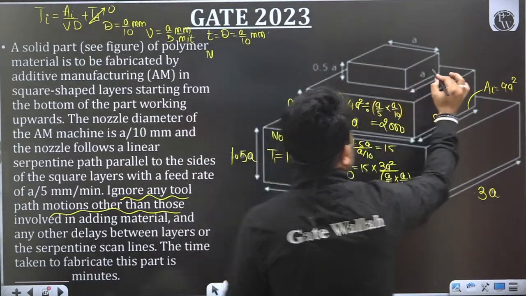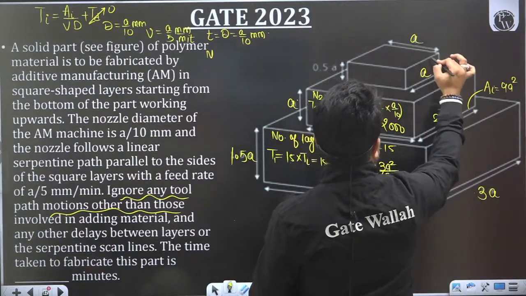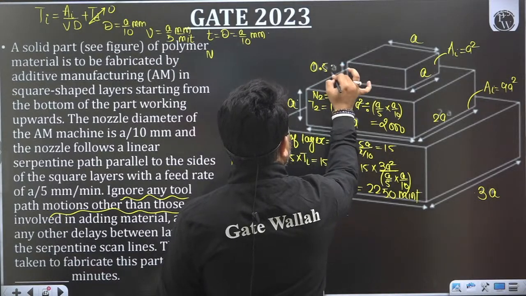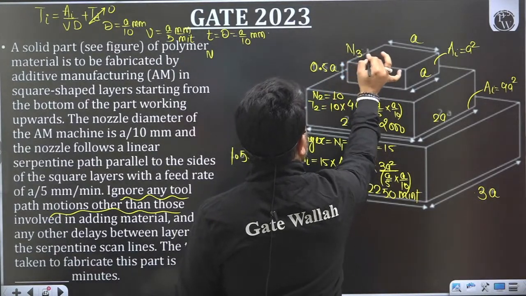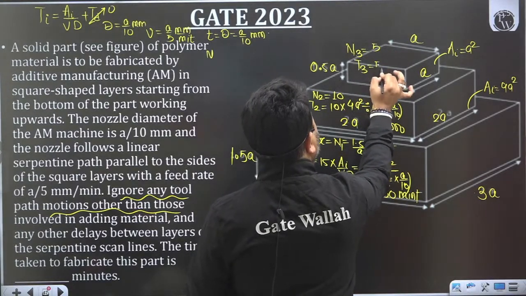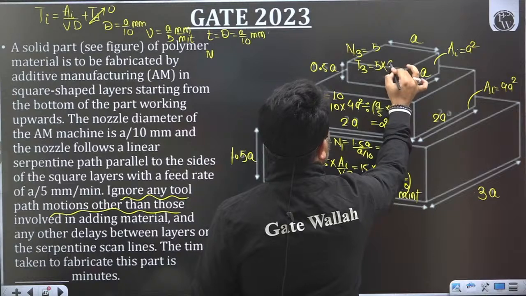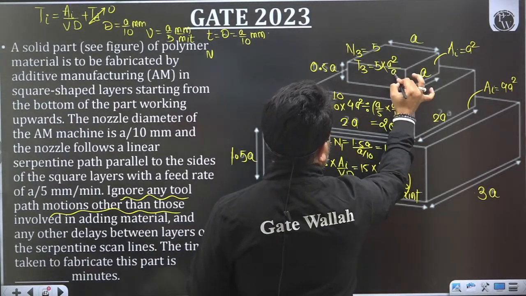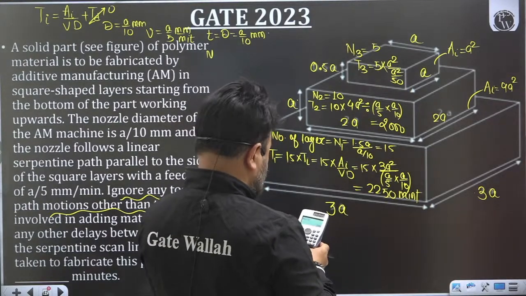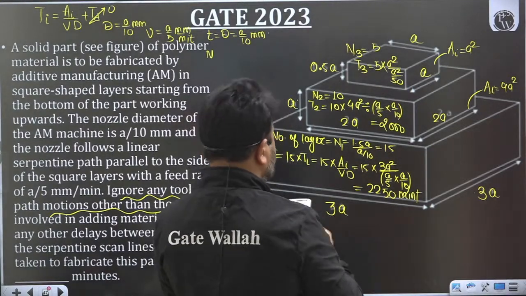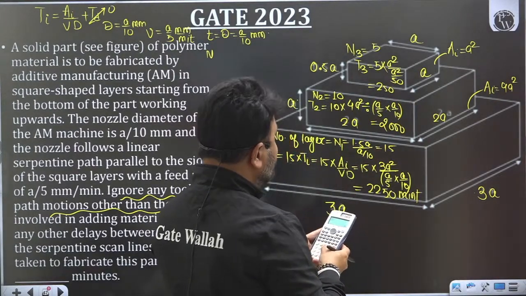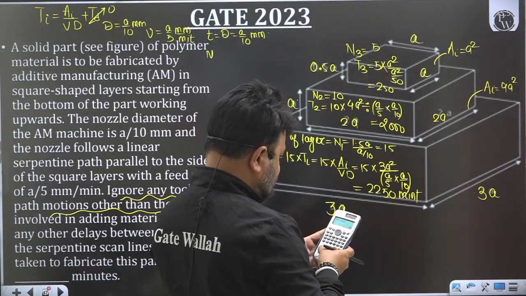Now for the third part, this is A and this is 0.5A. So what is Ai? That is A square. The number of layers is 5. So the total time is 5 into Ai, that is A square divided by A square by 50. So A square cancels, 50 into 5, that is 250. So now add 250, 2000 and 2250.